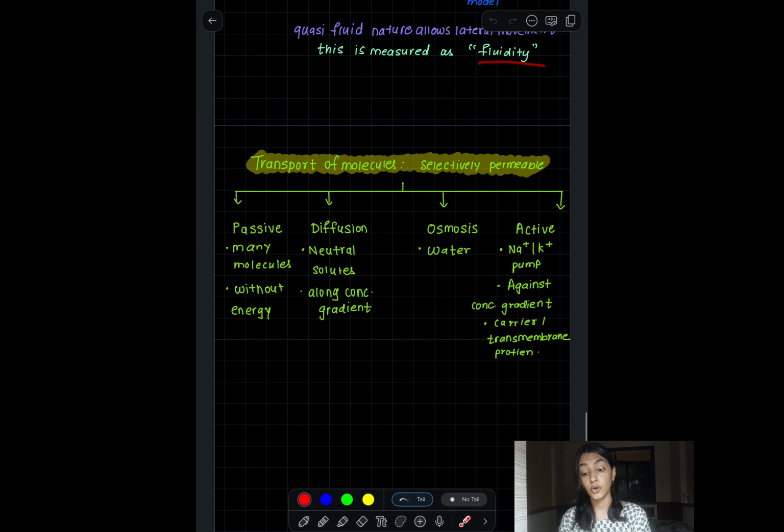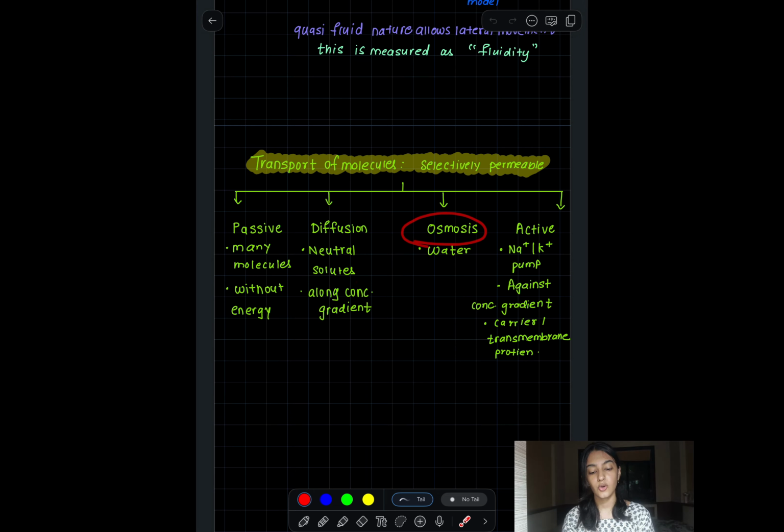Now, moving on to the final topic of today, transport of molecules. As we all know, the plasma membrane is selectively permeable in nature. If any molecule wants to go inside the cell, it can basically do so by four methods. The first method is passive transport. It occurs without the expenditure of energy. Many molecules in our body perform this passive transport. The other method is diffusion. Diffusion basically means transport along the concentration gradient. Many neutral solutes perform this method as well.